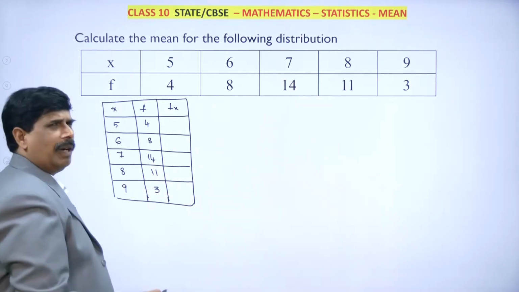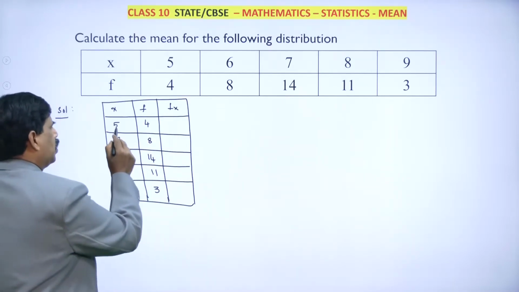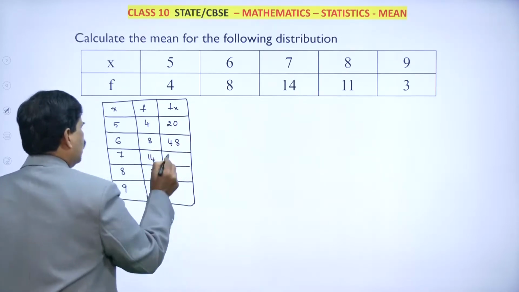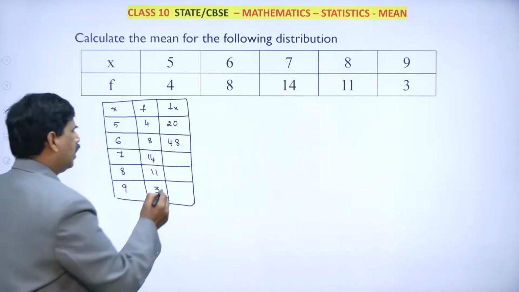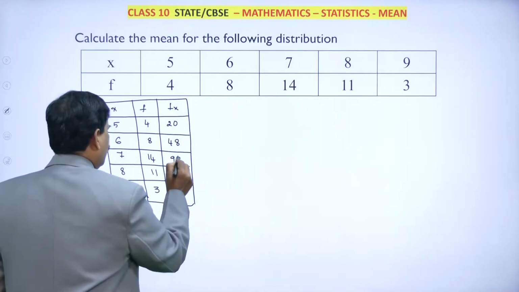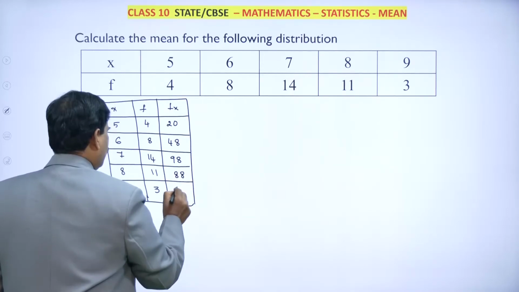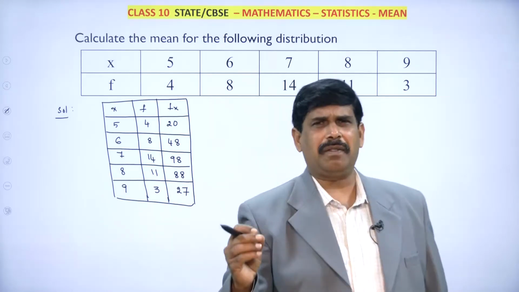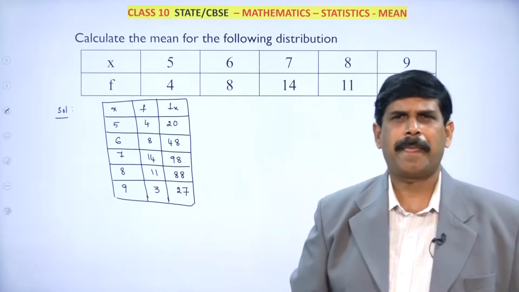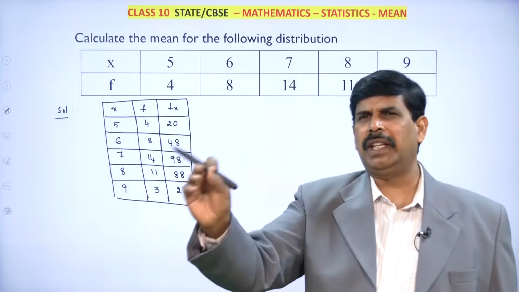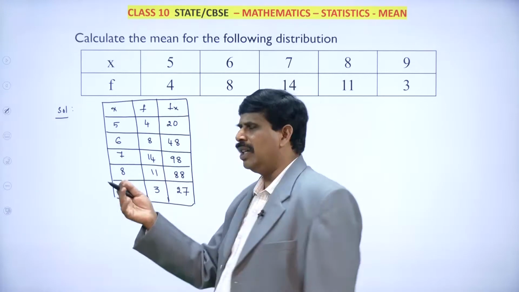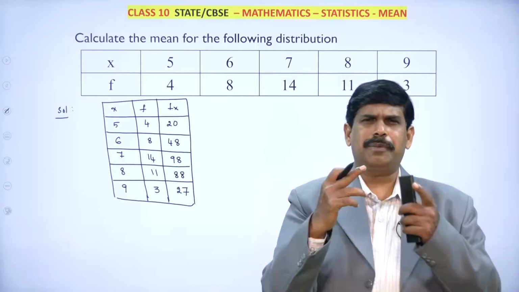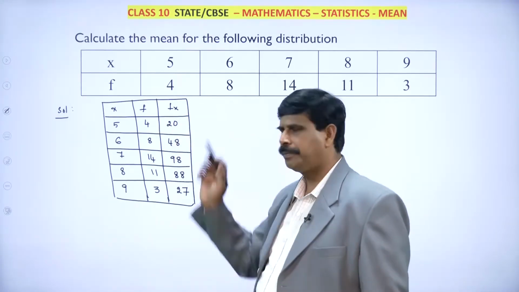Okay. Now you multiply this observation with frequency, children. 5 4s are 20. 6 into 8, 48. 7 into 14, that is 14 7s are 98. 11 8s are 88. 9 3s are 27. See, nothing else we did. The observations and frequencies are already given in the problem. We just learned that when the values come with the frequencies, we must multiply the observation with frequency, so we have multiplied.